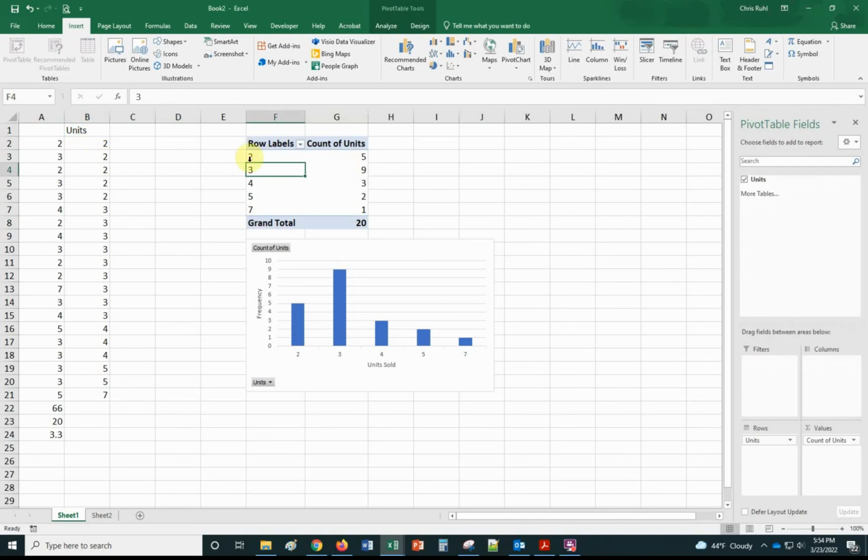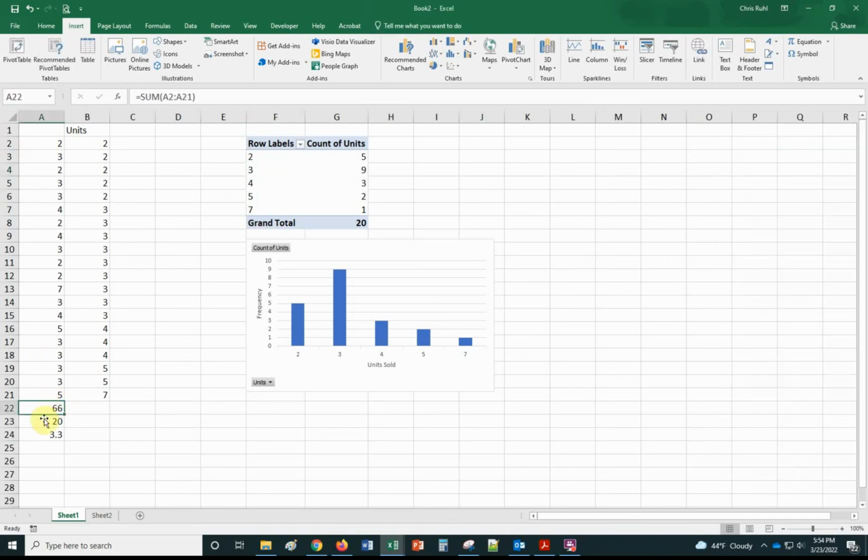So there were 5 2s, 9 3s, 3 4s, 2 5s, and a 7. It all adds up to 20. That's how many I have here. From row 2 to row 21 is 20. Right here I added them all up. I got 66, and 66 divided by 20 is 3.3. So this right here is the population mean, 3.3.